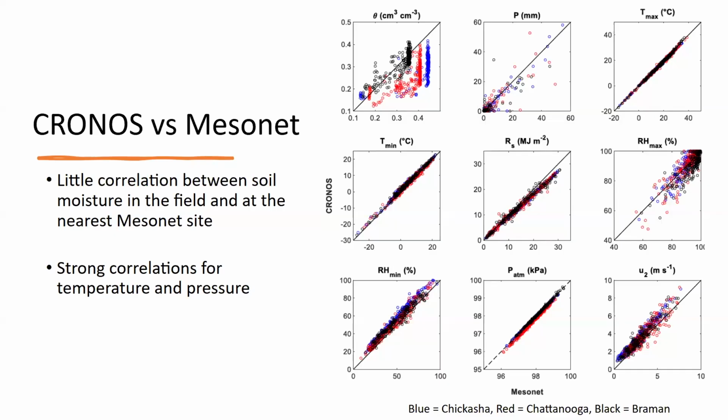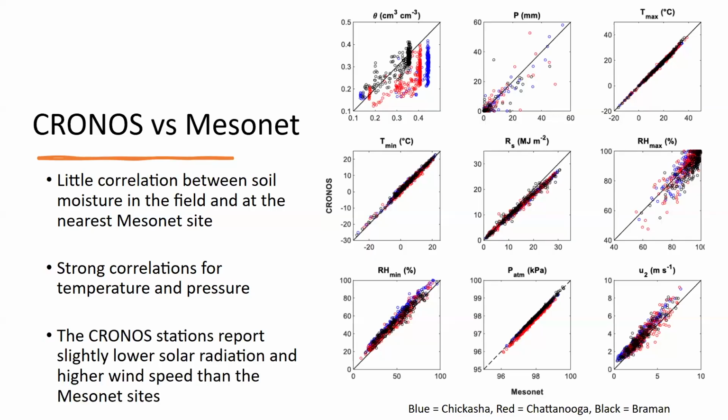They don't vary enough to justify that measurement. It's probably unnecessary. Other things like precipitation, you probably do want that local measurement. We observed some slight differences. These all-in-one weather stations were giving slightly lower solar radiation readings than what we were getting from the Mesonet sites, and slightly higher wind speeds. And so that's one of the things we learned in this process.